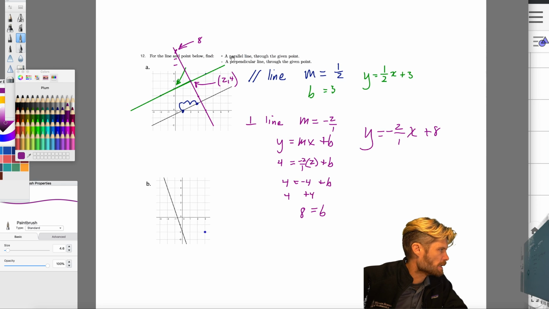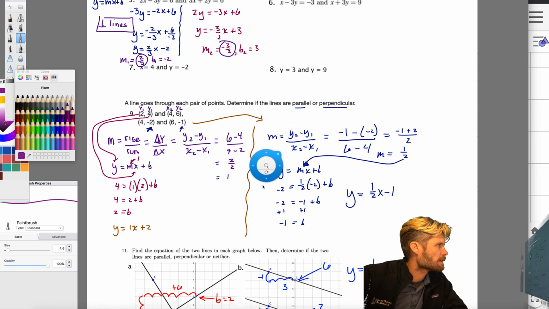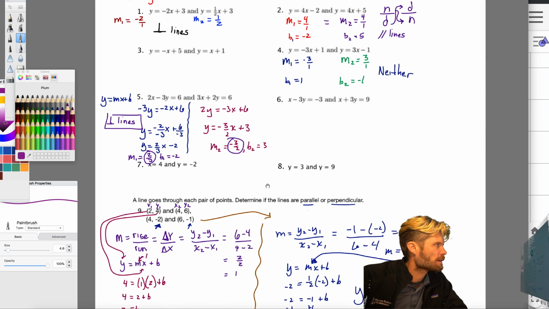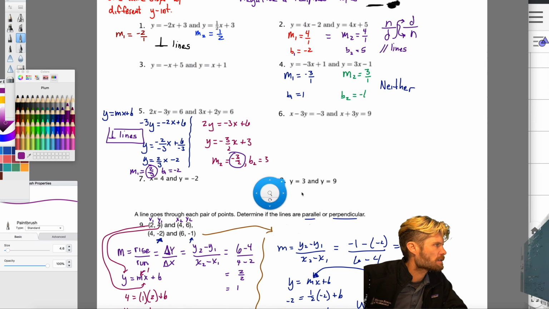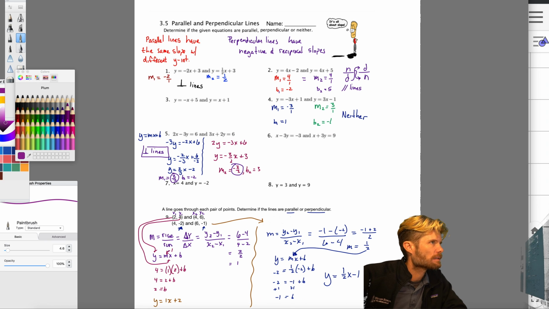You guys can do B on your own for number 12. And you got to do number 10 here that I erased, and some here that I missed. 7 and 8 are special cases. We know what those lines look like. X equals 4, y equals -2, y equals 3, and y equals 9. See if you guys can come up with that.